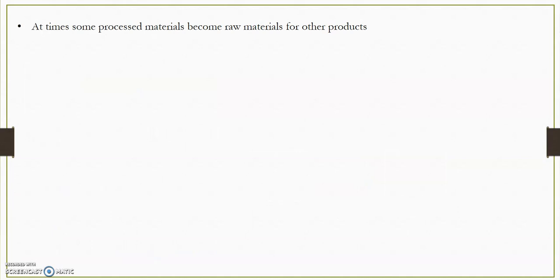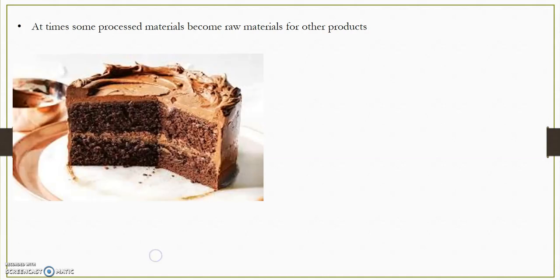So at times, some of the processed material becomes the raw material for other products. That's what I'm talking about. So you've got your processed materials, put them together. They are the raw material for you to have this cup of tea. All right, so let's look at this cake.